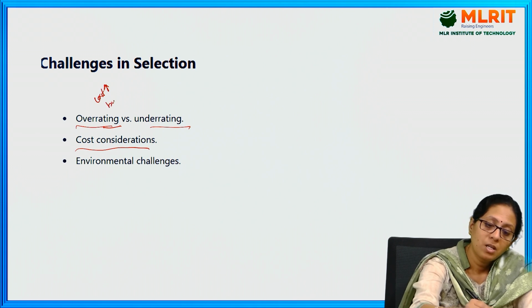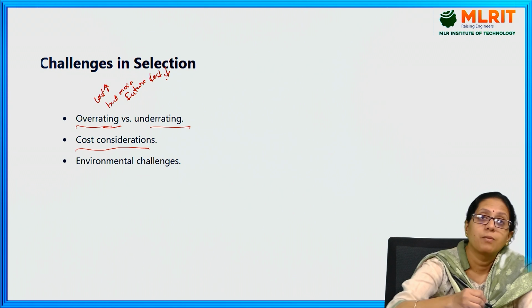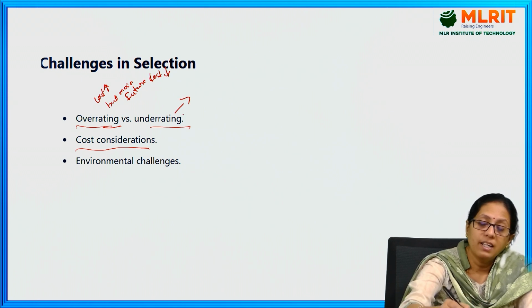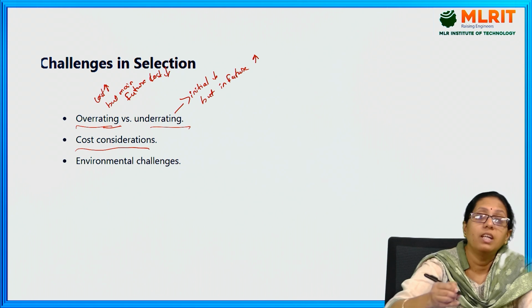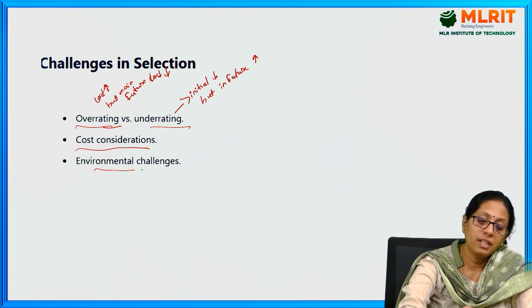As I said, with overrating, if the rating is more, the cost increases, but maintenance or future expansion costs will be less. But for underrating, the initial cost is less, but in future the cost increases. The third one is environmental challenge.